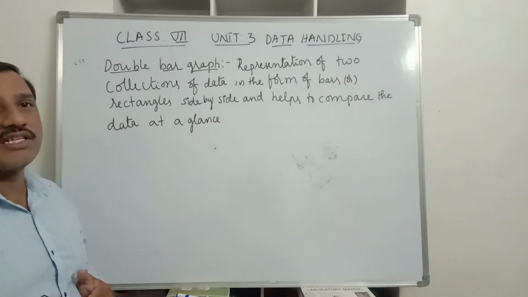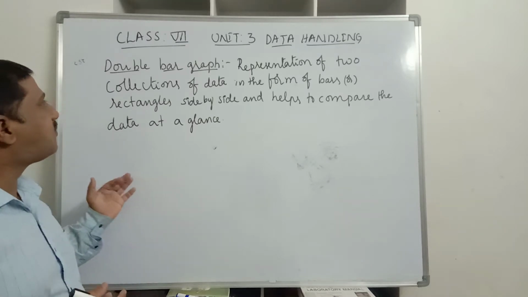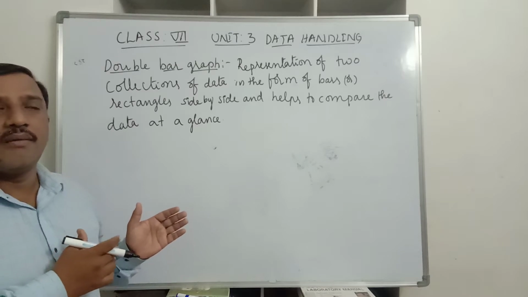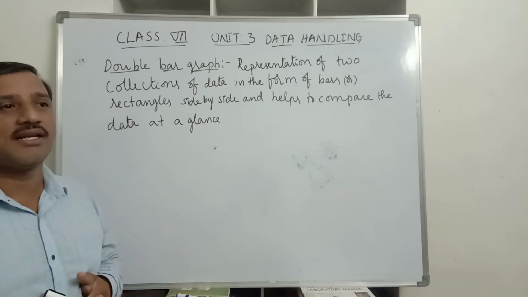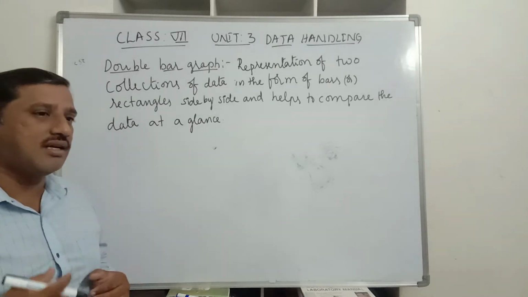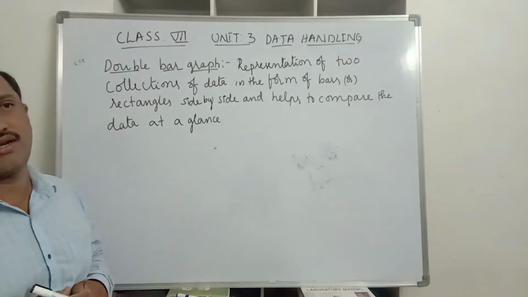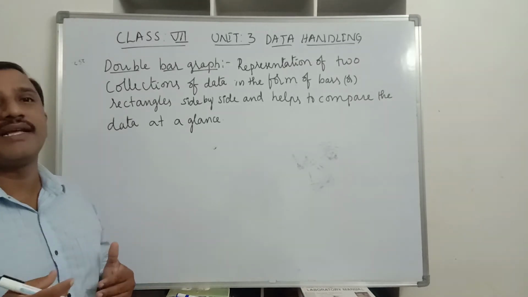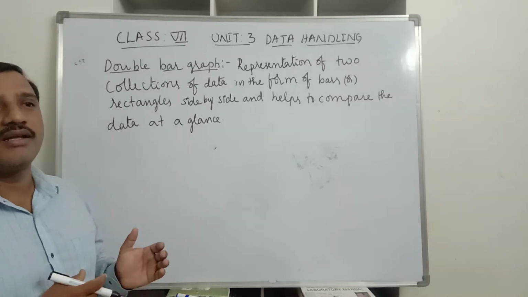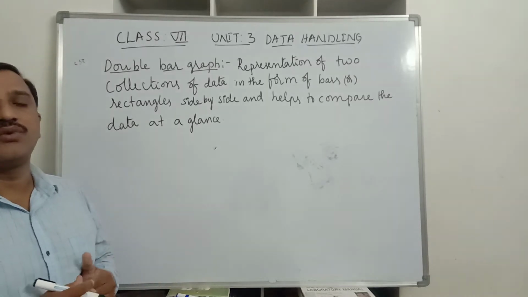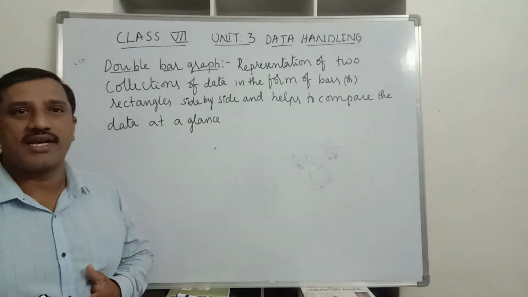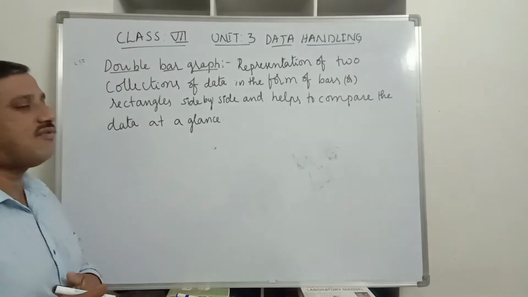So a double bar graph is a representation of data of two collections, like marks scored in quarterly examination and marks scored in half yearly examinations, or marks scored in term 1 examination and term 2 examination. Similarly, the minimum temperatures and maximum temperatures of a city in the last week, and similarly the rainfall of two cities in the last month. Like this, if you collected two sets of data, we can represent that data in the form of a double bar graph.